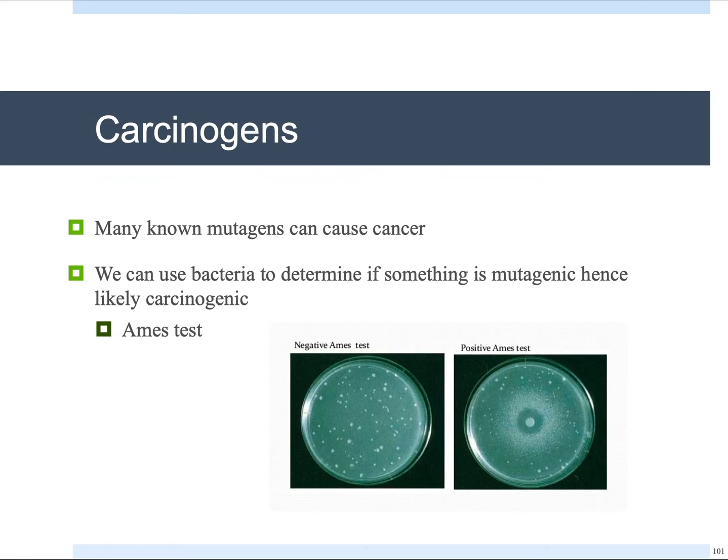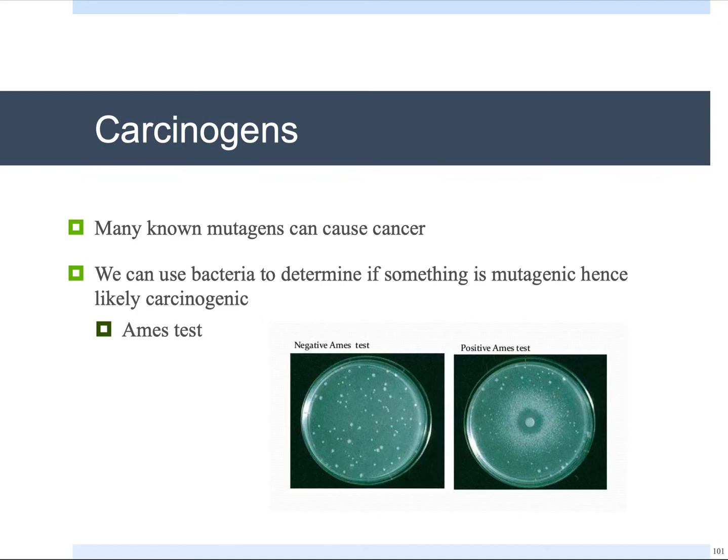You also have carcinogens. Carcinogens and mutagens are not necessarily the same. You have certain agents that are mutagenic, and then they can also cause cancer. So there are certain mutations that are not cancerous in nature. We call them benign, and there are others that are cancerous in nature.